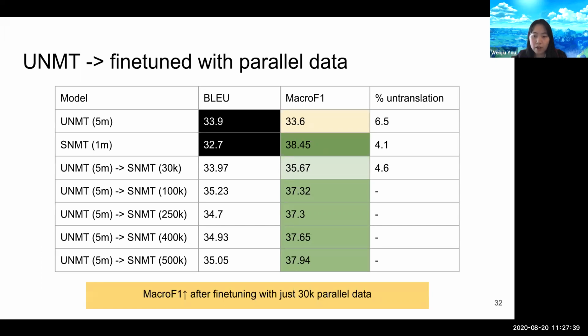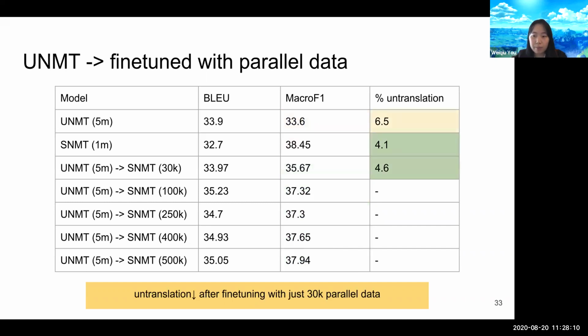But if we just fine-tune the UMT model on the 30,000 parallel data, although BLEU doesn't change much, macro F1 is boosted 2 points already. And if we fine-tune with just a bit more parallel data, it can almost match SNMT in macro F1, while BLEU also surpasses SNMT.